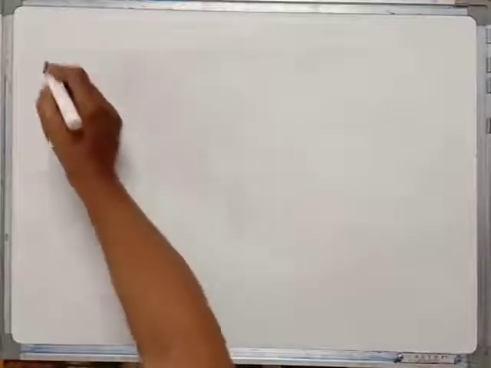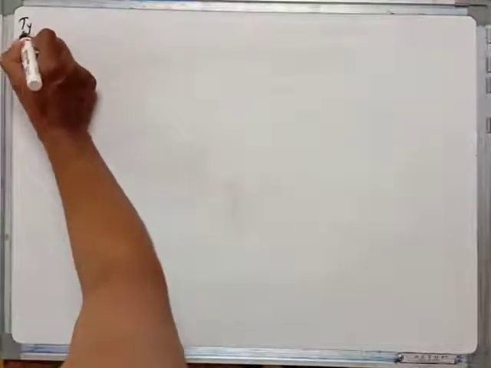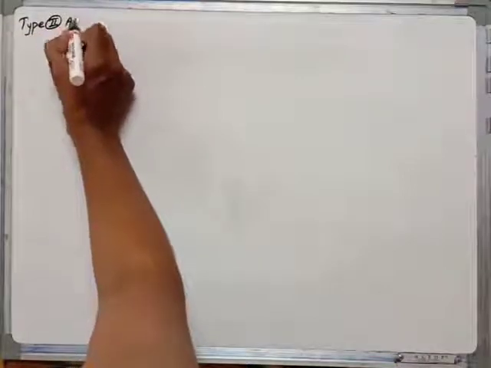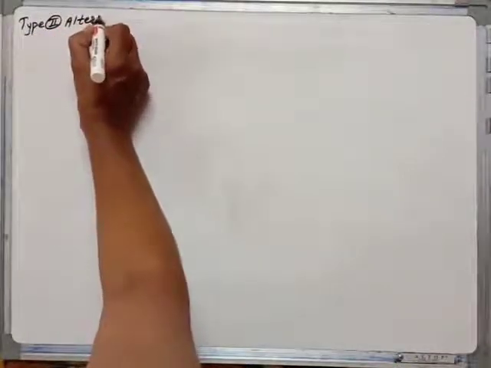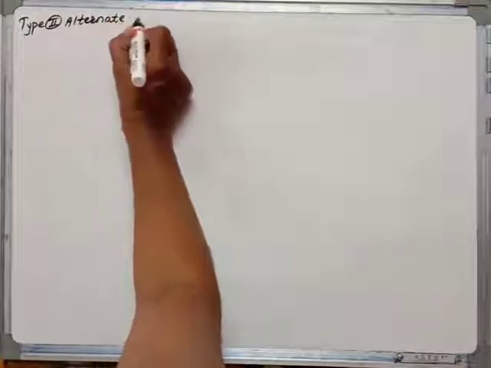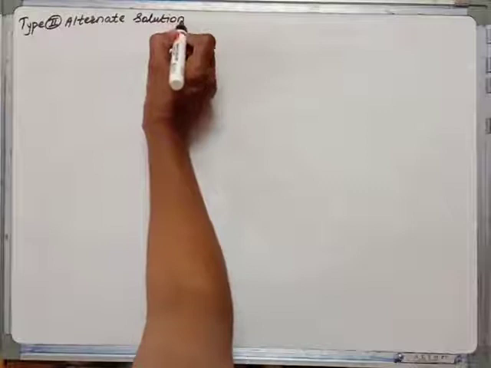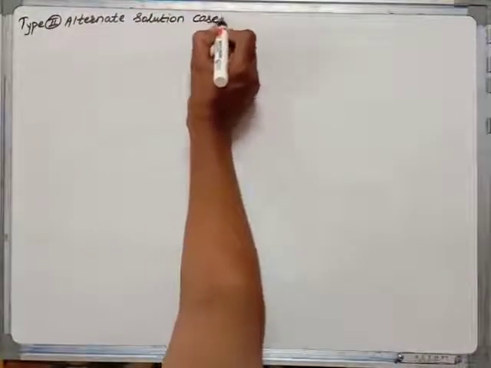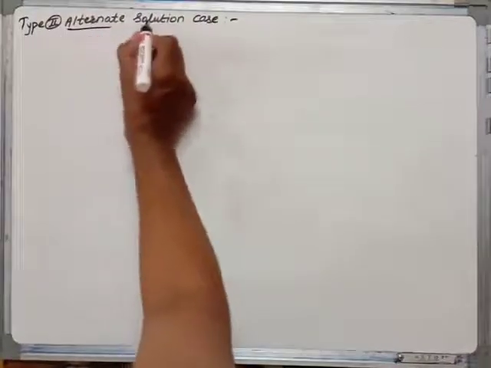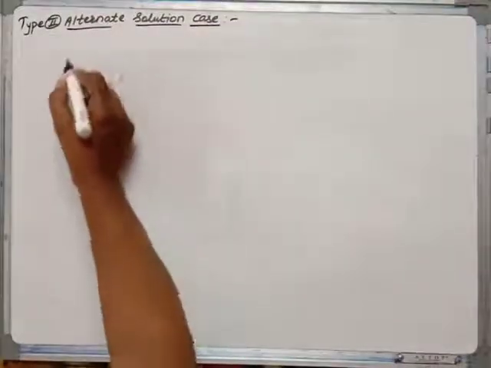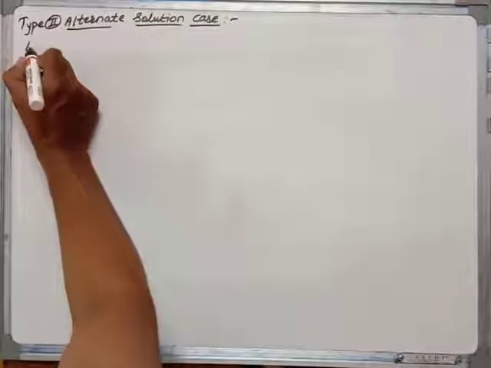Hello students, in this video we will see our second type, that is type 2, the alternate solution case. Let me see an example of how the alternate solution exists.